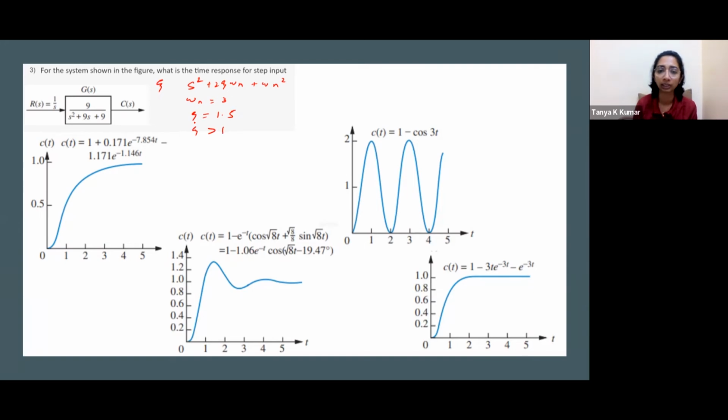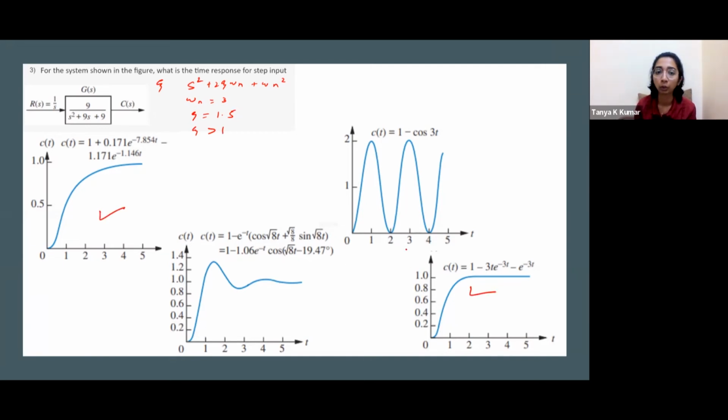Eta greater than 1 is what? What is the condition called when your damping ratio is greater than 1? Can someone tell me? Overdamped, yes. So overdamped. How do you characterize an overdamped equation? It's either this, so there is no oscillatory behavior. That's what you need to remember. Either this one, or this one.